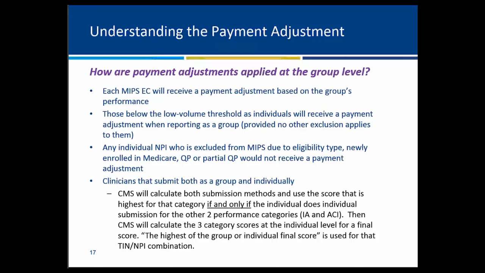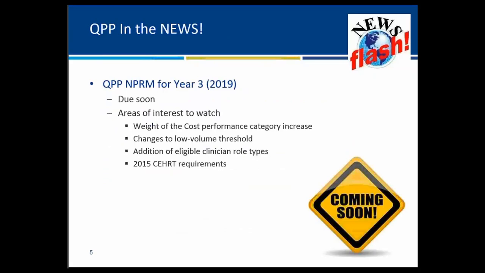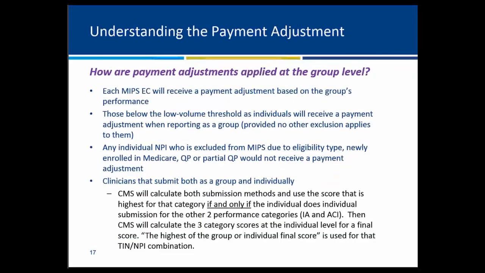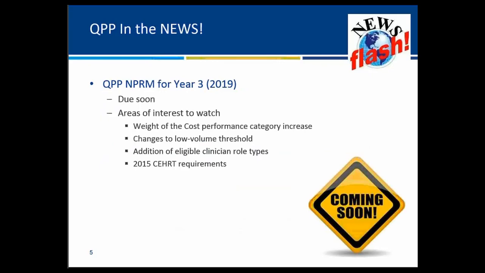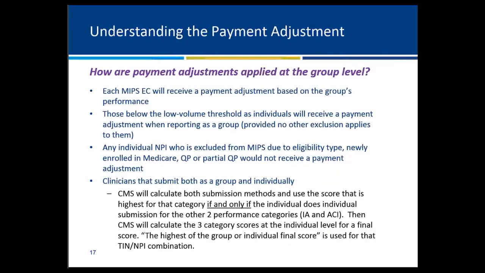However, when you're doing group participation at group level, those eligible clinicians who are below the low volume threshold as individuals will receive a payment adjustment when reporting as a group, provided that none of those other exclusions that I just listed apply to them. And this is really significant to those groups that have clinicians that some are exempt due to low volume and some are eligible as both individuals and group.